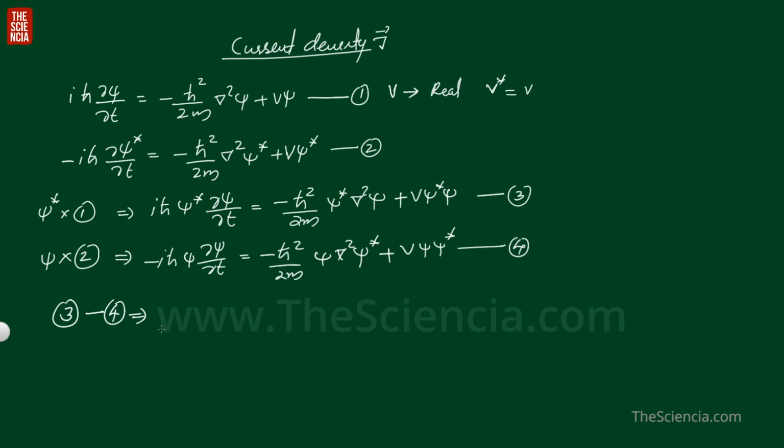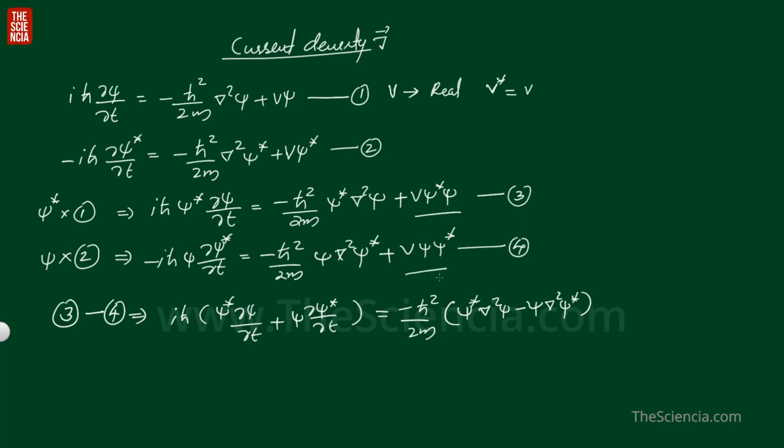So what we get? We get iħ psi star ∂psi/∂t plus psi ∂psi star/∂t, here I missed this star, equal to minus ħ² by 2m into psi star ∇²psi minus psi ∇²psi star, and these two terms will cancel each other. Okay, so this is our final expression after subtracting equation 4 from equation 3.